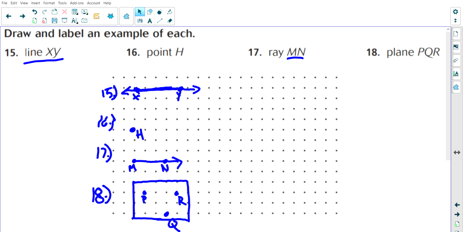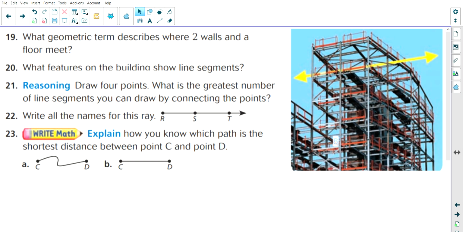All right, moving on. So we're going to look at a real-life object and see if we can name some geometric figures and terms from the picture. So this is a picture of a building under construction. So I'm going to look at number 19. It asks me what geometric term describes where two walls and a floor meet. So think about, maybe even look in your house. Think about two walls and a floor.